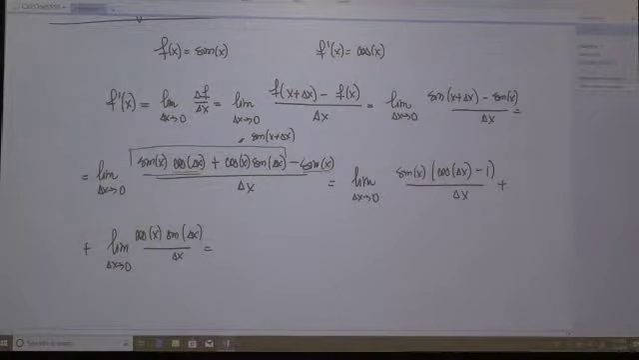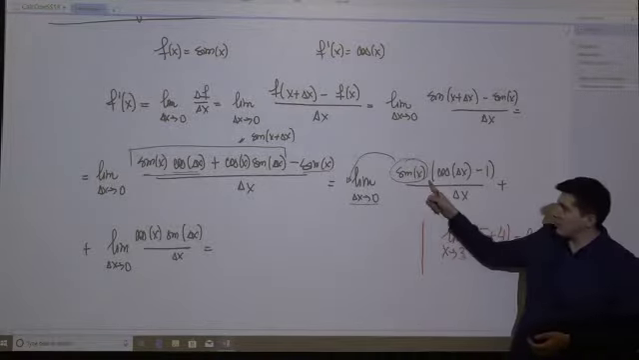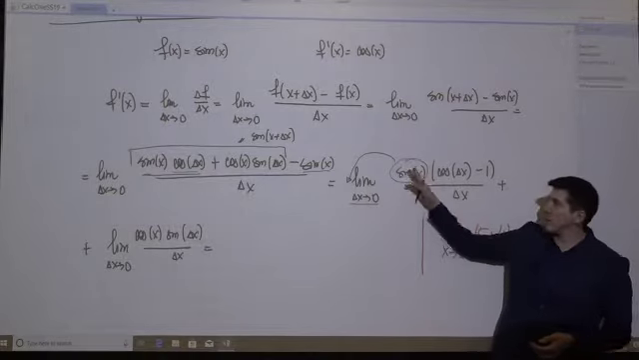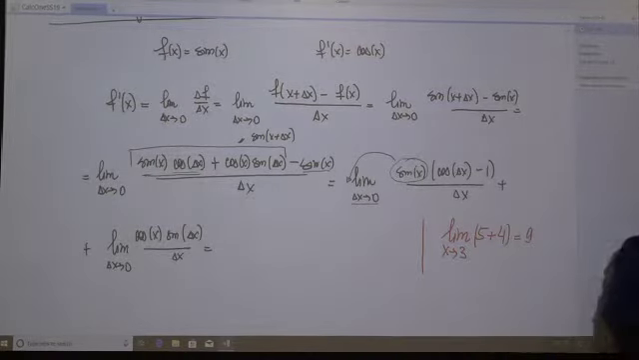So now, since sine of x does not depend on delta x, I can take this out to here, right? Do you understand why? Let's assume I ask you, what is the limit of 5 plus 4 when x goes to 3? It's 9, right? Independent of what x is. So the same story here. Sine of x doesn't depend on delta x, so that is why I can take this out, okay?